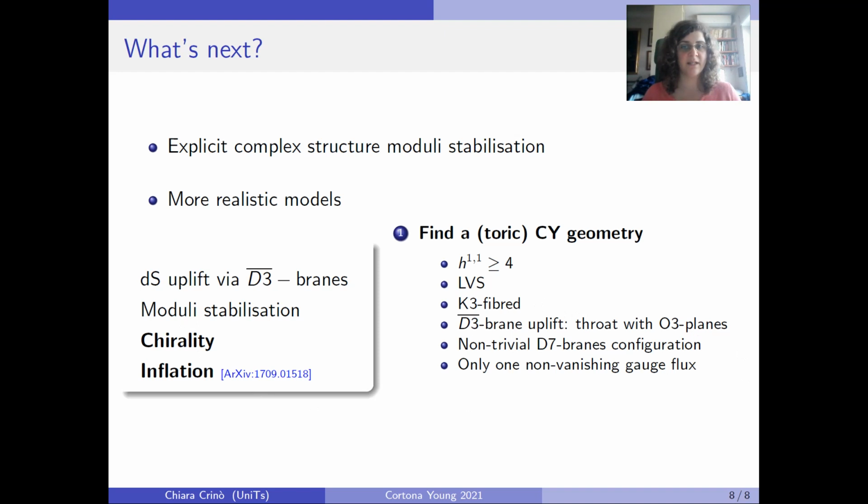We have observed that these requirements are quite constraining. Therefore, we expect to find only a few possible geometries, among which we will select one, and we will try to build an explicit example similarly to what we have done in this paper.